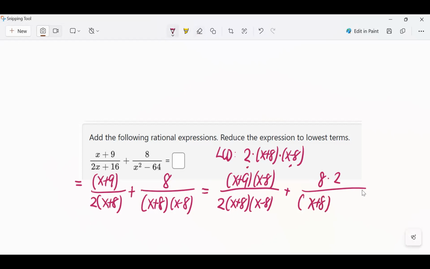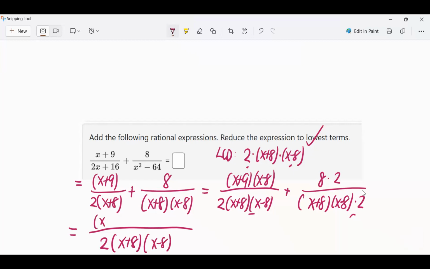x plus 8 minus 8 times 2. Now, same denominator, right, which is the LCD. Now, put them together into a single one. Combine the like fractions. On the top, we're going to get x plus 1 times x plus 8, adding 16. 2 times 8 is 16.